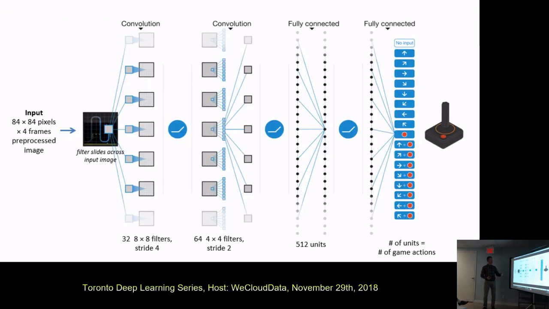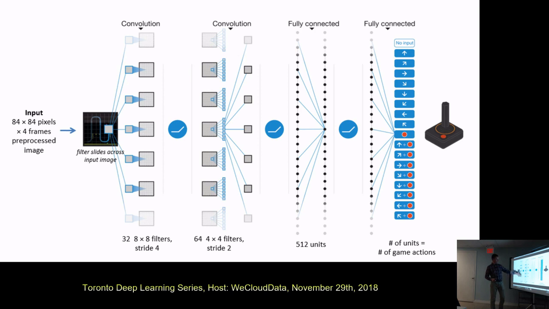So this is the convolutional network that they were using. Basically, what you're feeding as an input is these raw pixels from your simulator. They actually pre-process it, which I'll talk about later. And then the picture from the paper shows two convolutional layers, but they actually have a third one here.